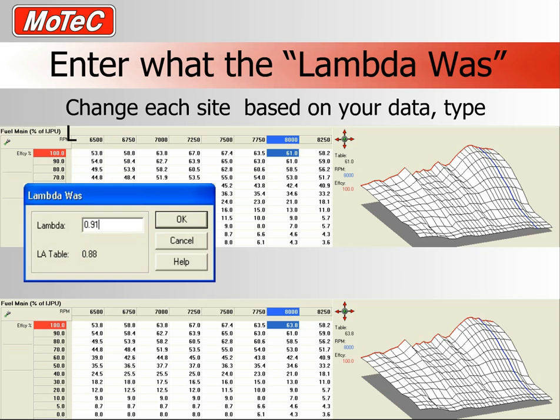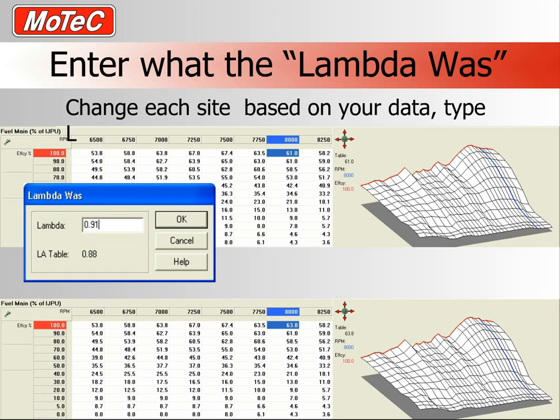It shows you what you previously put in the lambda table, 0.88. And in this case, 0.91 is leaner than 0.88, so therefore the number here should go up. And what happens is the computer works out exactly how much fuel to add, and down below here is an example of what it would add. It would add about 2.8 numbers in this example. So 2.8 gets added to the number, and next time you run the engine at that exact site, the lambda will be 0.88.